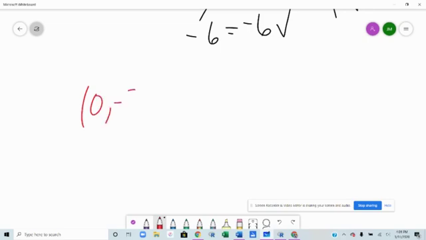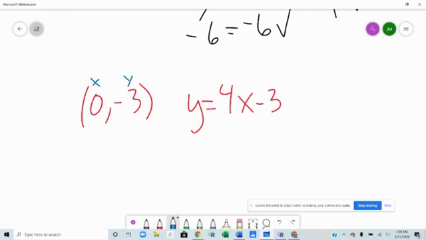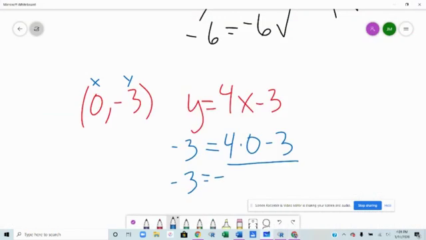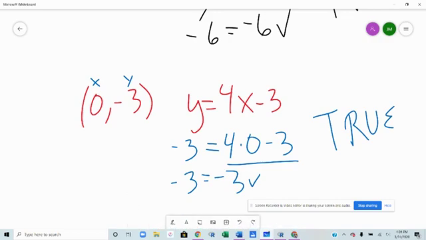What about 0, -3 for the equation y equals 4x minus 3? Take your x value and your y value and plug them in. Y is -3 equals 4 times 0 minus 3. We've got -3 on the left. You can type 4 times 0 minus 3 into Desmos if you need to, and it gives you -3. Does -3 equal -3? Yes, it does. This is true. One more example, and then you should be pretty good to do on your own.